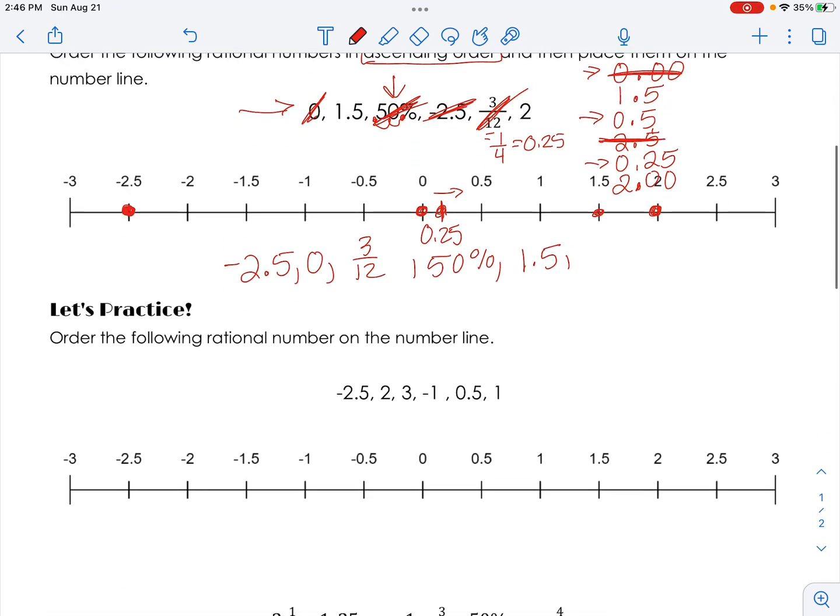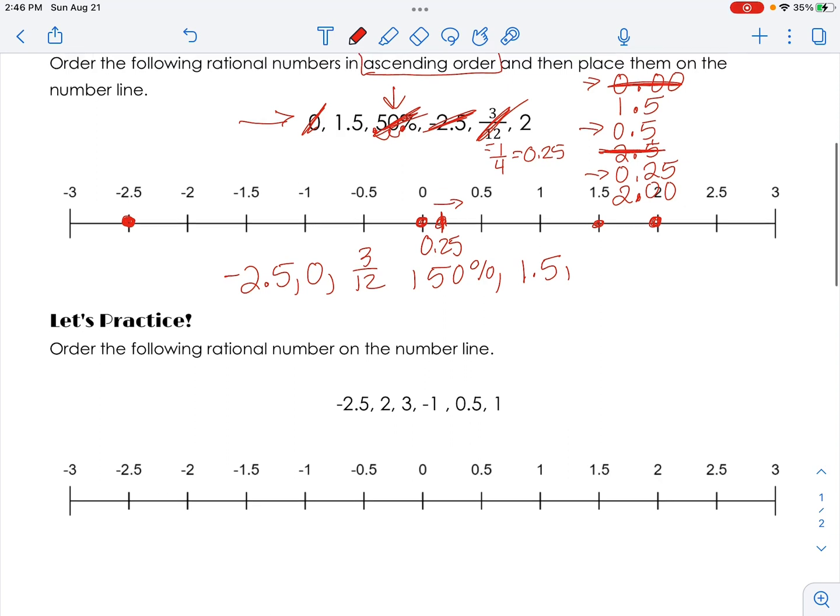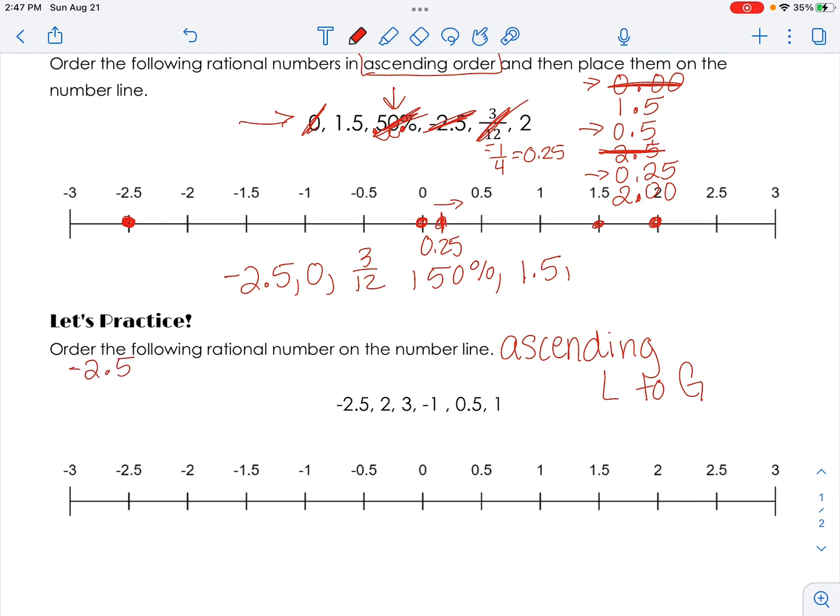Order the following rational numbers on the number line. Okay, it says to order. It didn't say which way we were going. So we're just going to order these in ascending order. We're going to go from least to greatest. Now I need to make sure they are all in decimal form. Yes, they are. So I have negative 2.5, 2, 3, and remember there's always a decimal after the whole number.